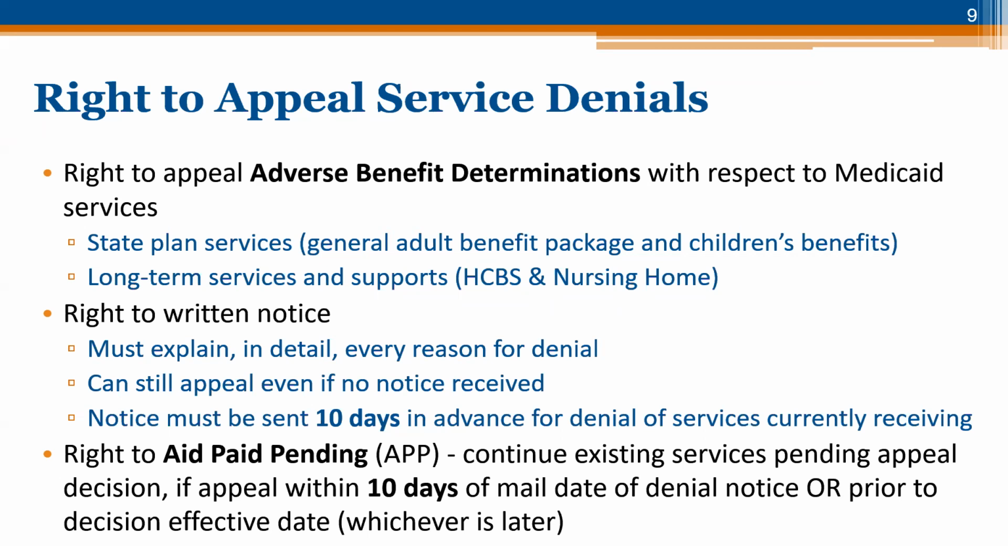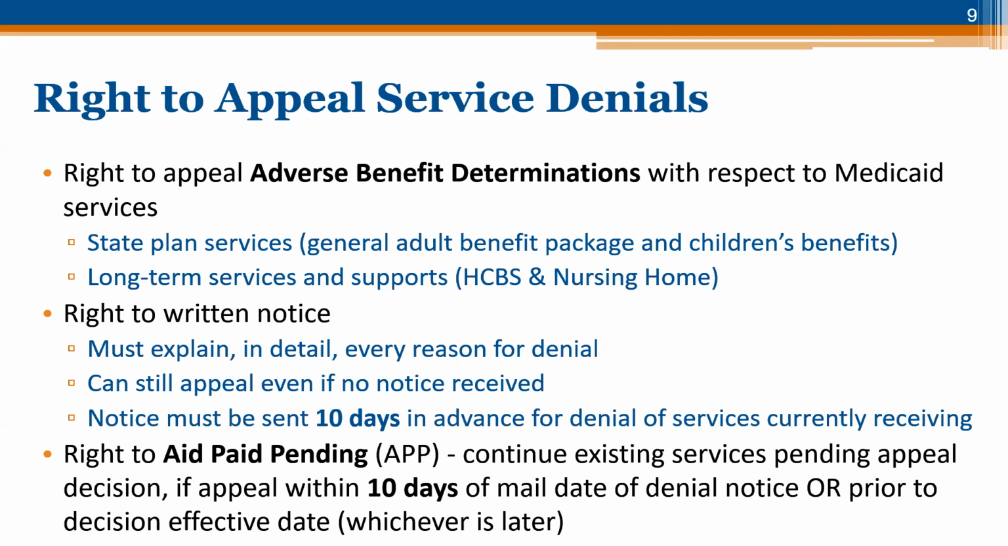But there are certain rights, which is the right to appeal that determination, and the right to written notice that must be explained in detail, giving every reason for the denial. We don't see every reason for the denial. Sometimes we don't see much reason at all. So that is something we are working on at a policy level, but in theory, it's supposed to be explaining every reason for denial. And you can still appeal if there's no notice. So let's say you're getting a service and it's just cut off, you can still appeal.